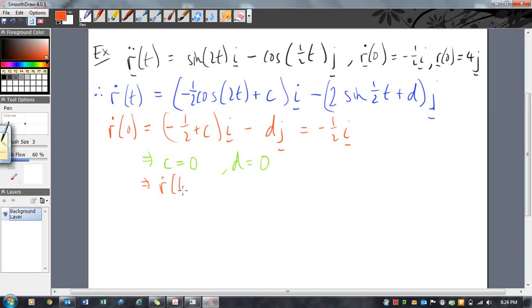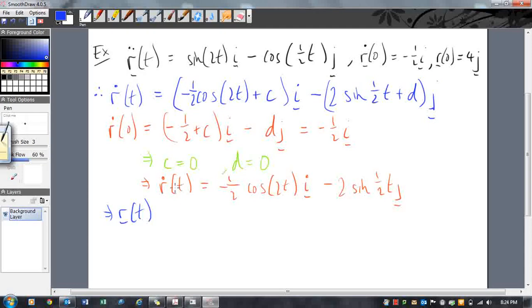r dot of t is equal to negative half cos 2t i minus 2 sine half t j. Good, halfway there. Let's go again. Therefore, r of t. How do we get from r dot t to r of t? Well, I missed things in here and here and here. Please forgive me. R dot t, we integrate again.